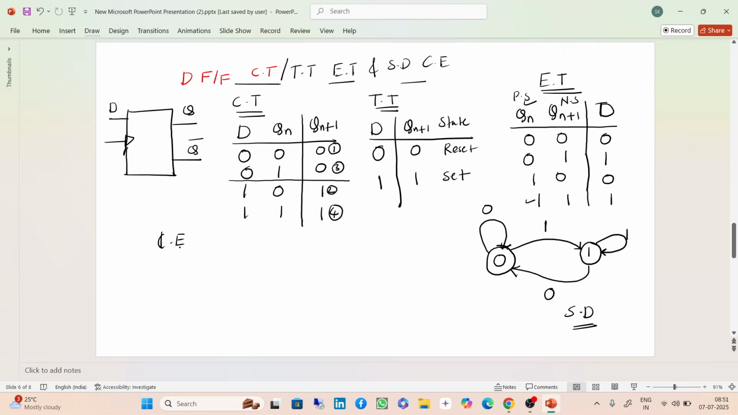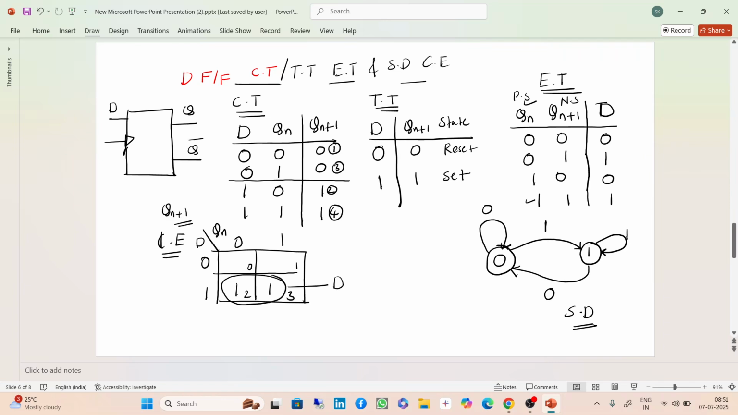So how to get the characteristic equation? You need to draw the K map, or directly you can write it. I will draw the K map and show you how we get it. This is a two variable K map, and the inputs are D and Qn, with 0 1 0 1, cells 0 1 2 3. And this is 1 1, one pair. A pair will eliminate one variable. So if you write for this, this is nothing but D. You need to draw the K map for the next state, Qn plus 1. So Qn plus 1 equals D. This is the characteristic equation.